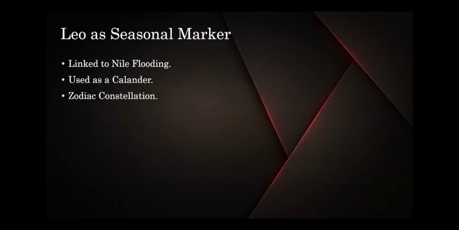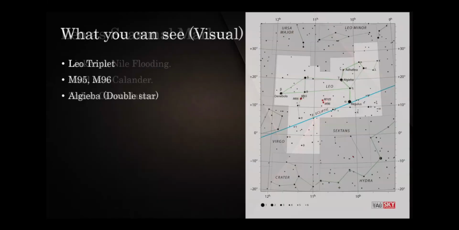The Leo constellation has nothing to do with the flooding, but it's just a way of representing, for them, that the season is changing, or this is when they should start their cropping and things like that. I have also mentioned this is one of the zodiac constellations. So what we can see visually, some of the famous targets, the Leo Triplet, we'll talk about in the next slides, but there are M95, M96, and obviously the double stars.